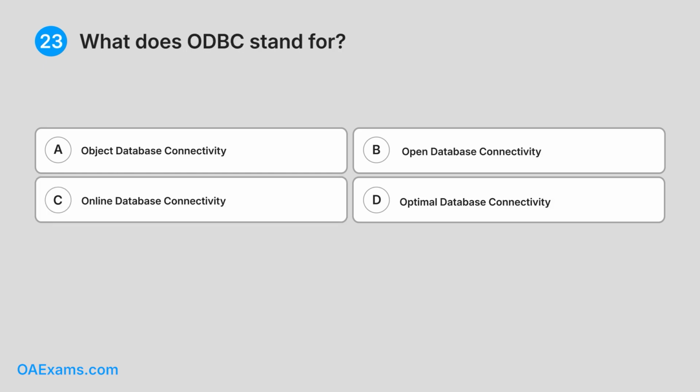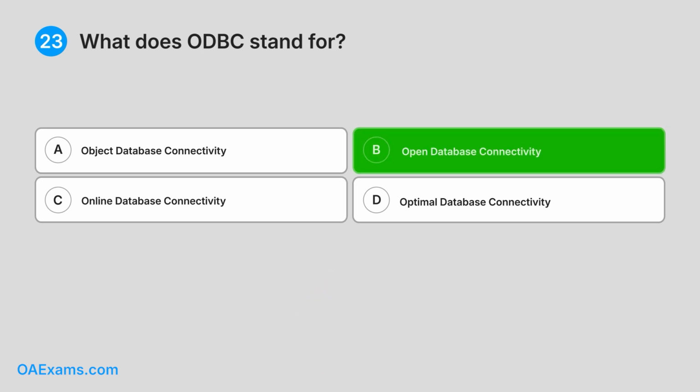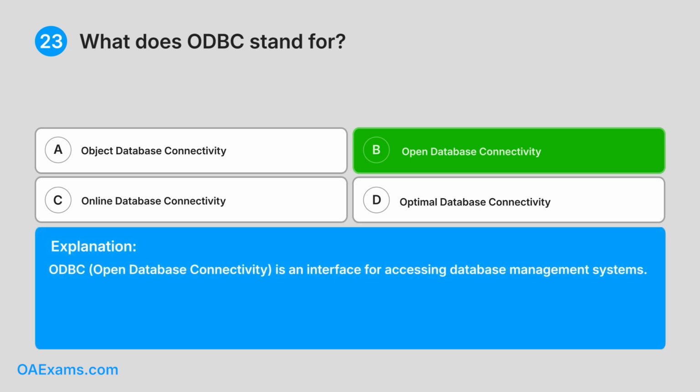23. What does ODBC stand for? A. Object Database Connectivity. B. Open Database Connectivity. C. Online Database Connectivity. D. Optimal Database Connectivity. What do you think is the answer? Correct answer: B. Open Database Connectivity. Explanation: ODBC, Open Database Connectivity, is an interface for accessing database management systems.